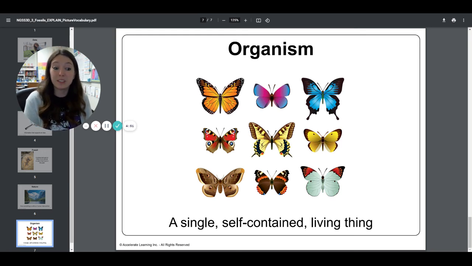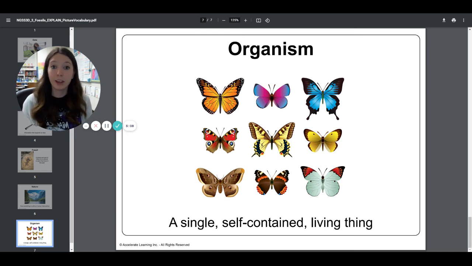This connects to fossils because some fossils look exactly like some of the organisms that are still around on Earth. That's pretty cool, especially if you look at the fish one from our video yesterday, our phenomena, that looks pretty similar to the fish we see today.